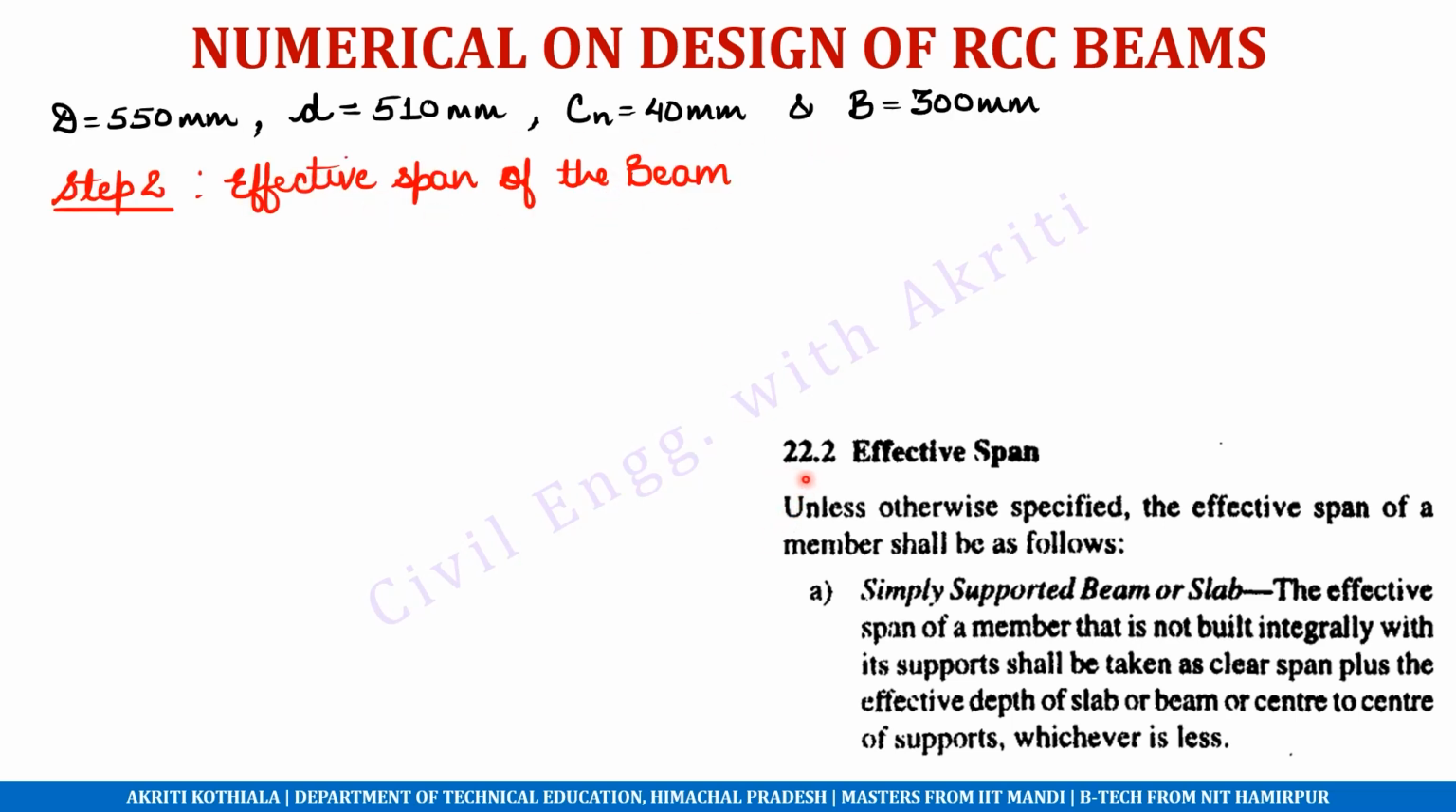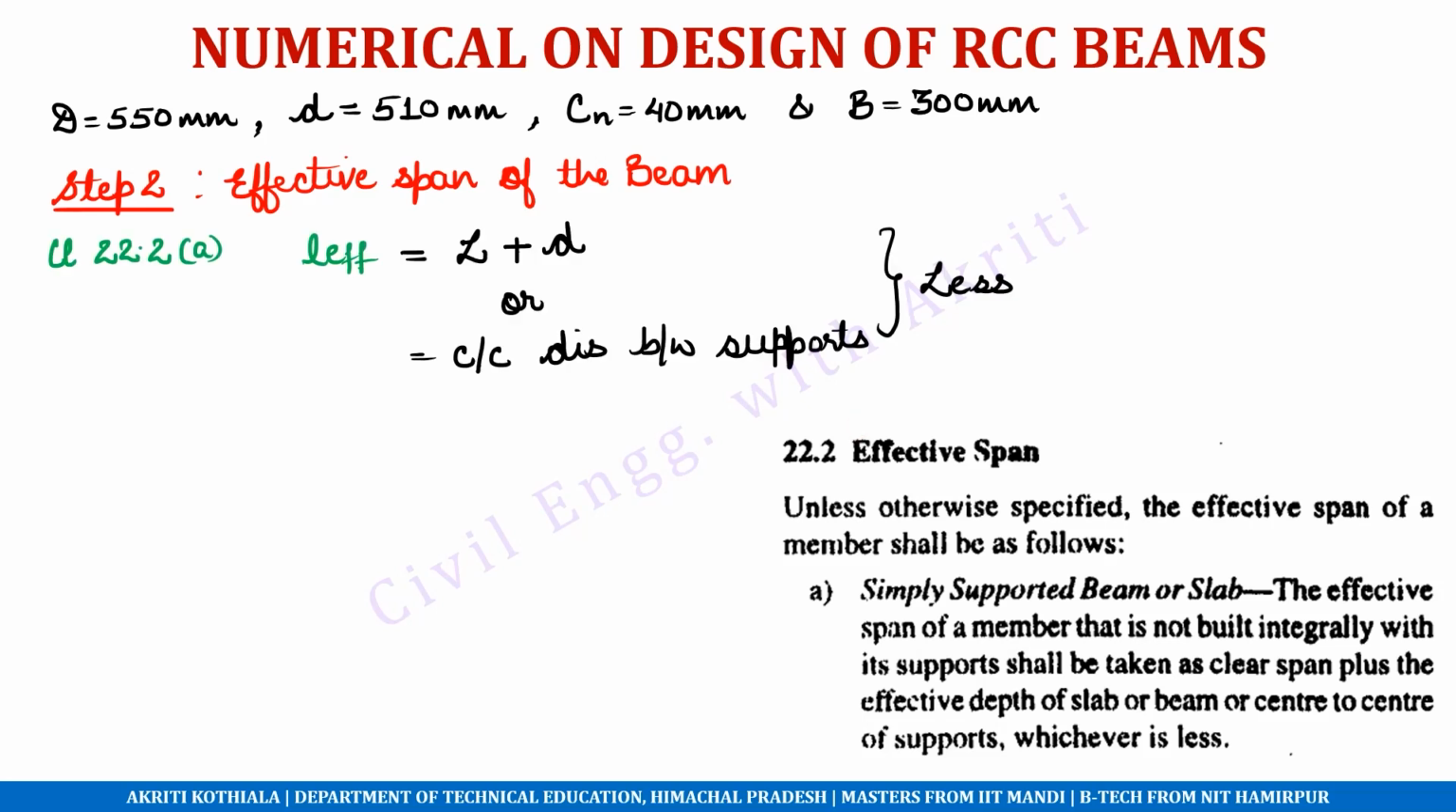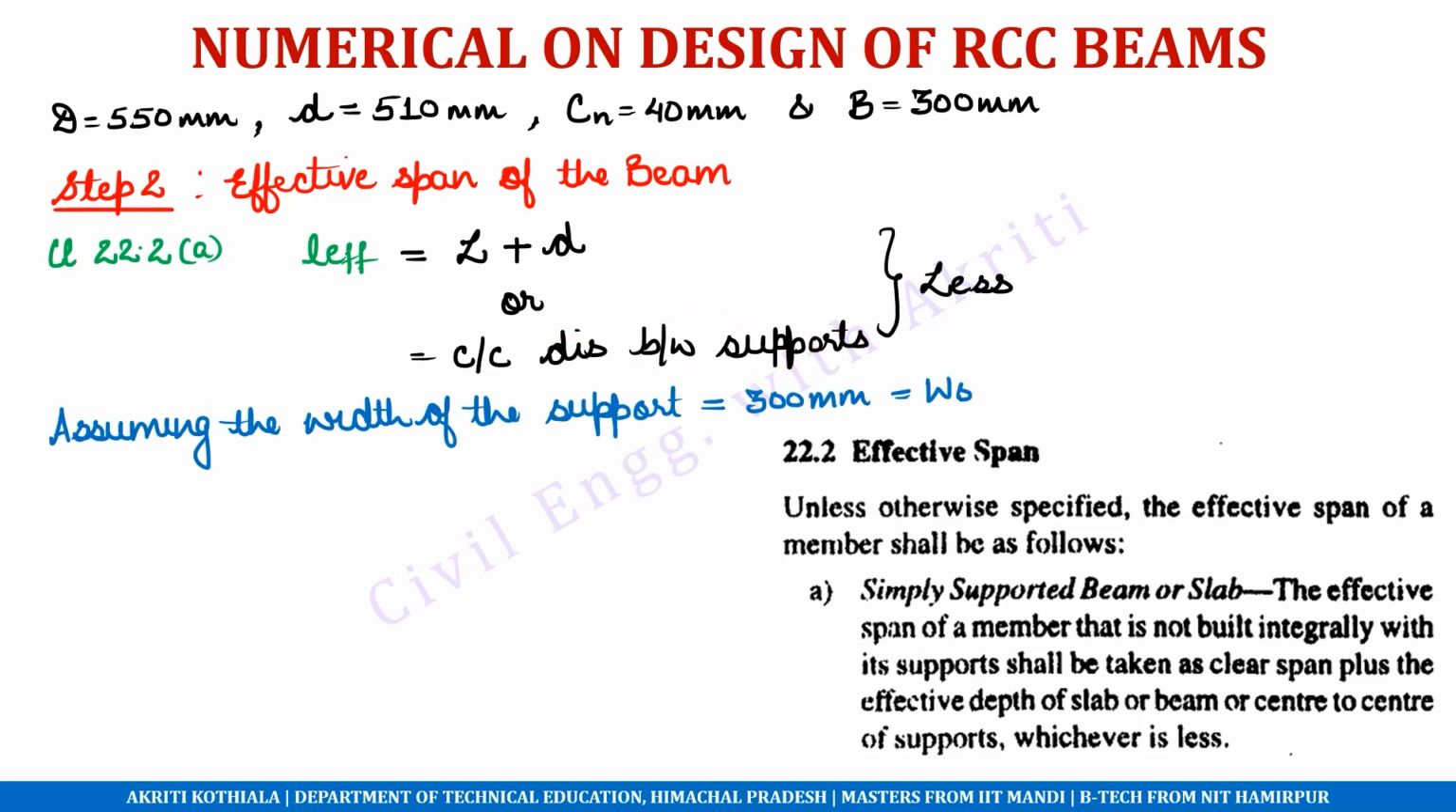For that, we'll refer to clause 22.2 of IS 456, which says that in simply supported beams or slabs, the effective span of a member that is not built integrally with its supports shall be taken as clear span plus effective depth, or the beam center to center of the supports, whichever is less. So we now need to calculate the center to center distance between the supports. For this, we need the width of the support. Since this is not provided in the question, we'll assume the width of support equal to 300 mm. Now we can calculate from clause 22.2a the L effective value.